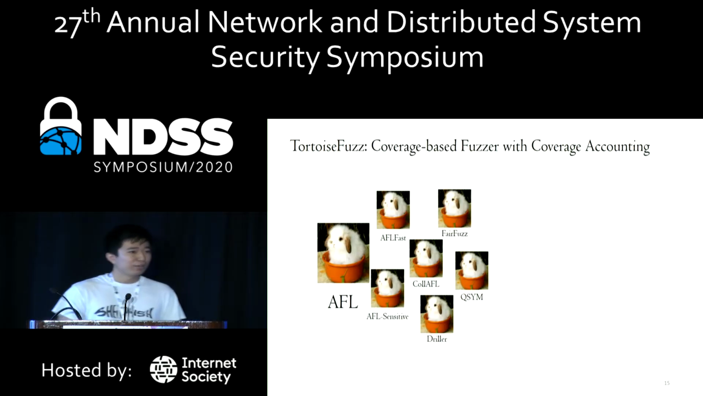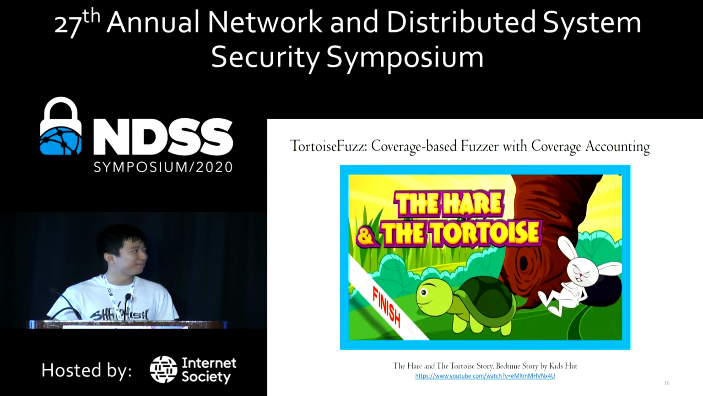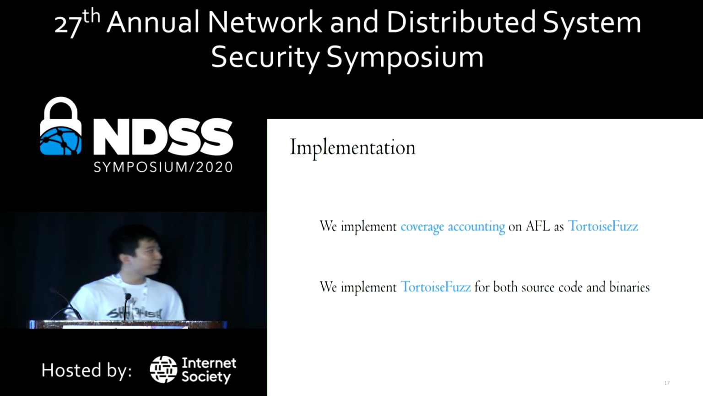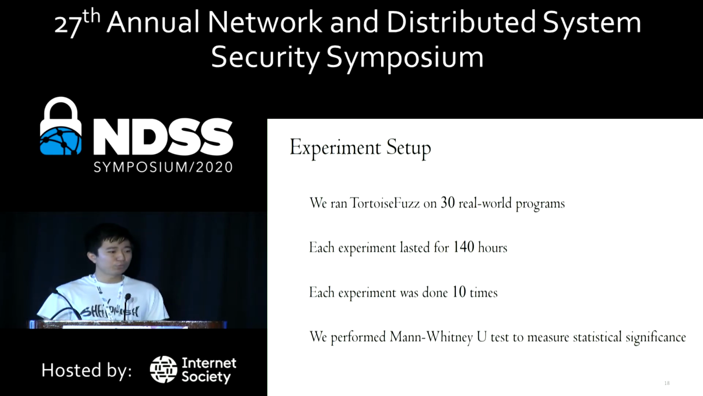And then we have a lot of AFL families here. We propose TortoiseFuzz as the implementation of coverage accounting. As you can imagine, this name is taken from the kids' story, The Hare and the Tortoise. Implementation-wise, we implement coverage accounting on AFL as TortoiseFuzz, and we implement 2 versions of TortoiseFuzz so that it can work on both source code and binary. And we have a new technique called coverage accounting and a new fuzzer called TortoiseFuzz.